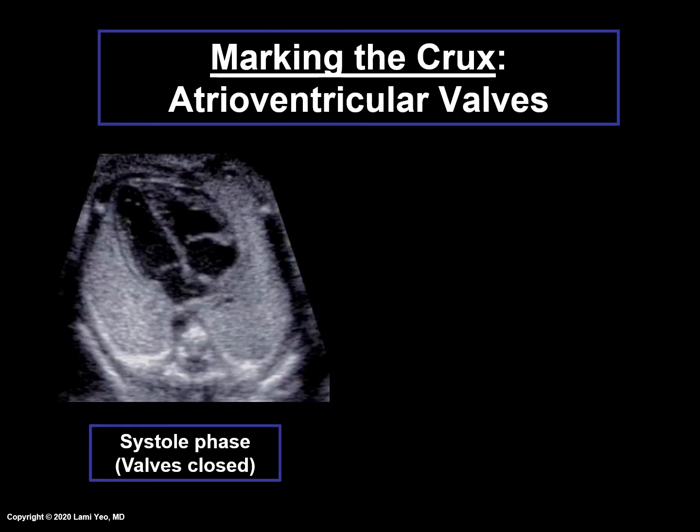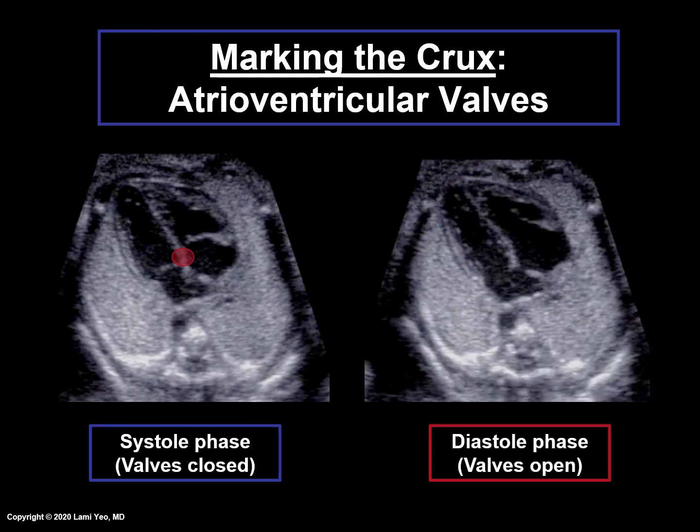So here is an example. The tricuspid and mitral valves should be closed, in other words, the systole phase of the cardiac cycle, so that the user can mark the crux of the four-chamber view. FINE closes these valves automatically for the user. Please notice, however, that if the valves are open in diastole as shown here, the user cannot determine the location of the crux to mark it.